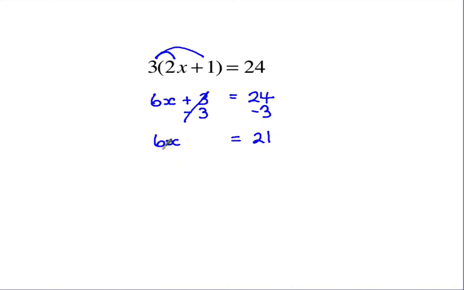Well, this isn't quite as simple because 6 doesn't go exactly into 21. But how many 6s can I get into 21? That is 3. And how many have I got left over? Well, 6 3s are 18, and I've got 3 left over. So what fraction of 6 is 3? It's a half. So the answer must be 3 and a half, or you could write that as 3.5.